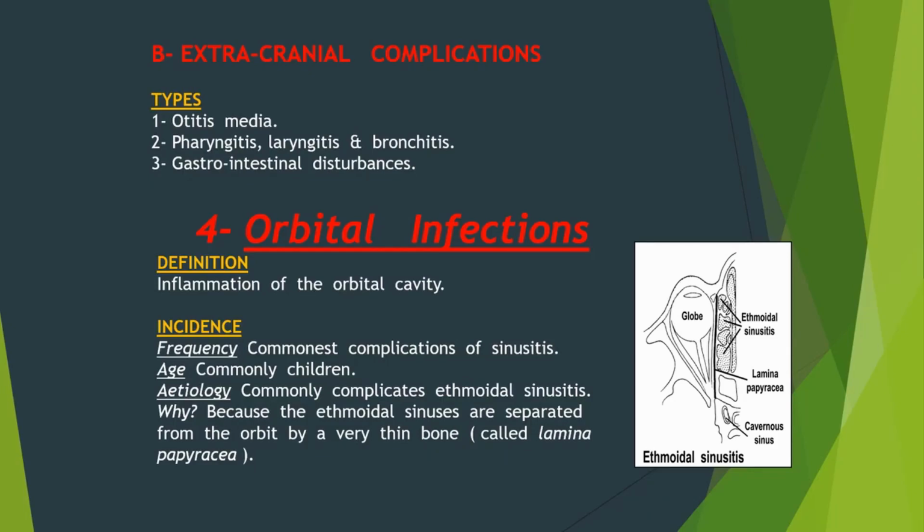Orbital infections, as we said before, are the commonest of complications of sinusitis. It is inflammation of the orbital cavity and commonly happens in children. Why does it commonly complicate ethmoidal sinusitis? Because the ethmoidal sinuses are separated from the orbit by a very thin bone called lamina papyracea.